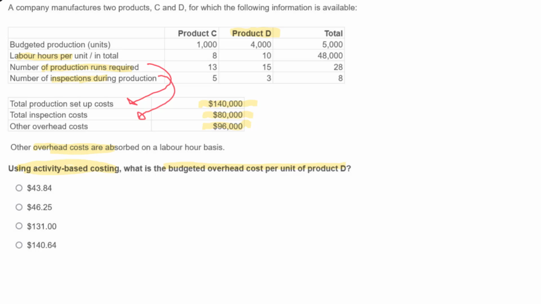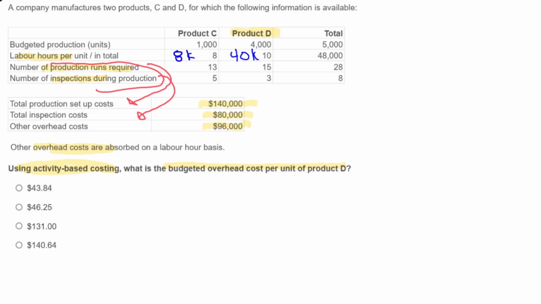And this is the tricky part of the question. For the production runs and the inspections, that's the total required for this period. However, look at this. For labor hours, they give us the unit level and then the total. 13 plus 15, that equals 28. 5 plus 3, that equals 8. Plus 8 plus 10, that does not equal 48, guys. That equals 18. So what we've got to do is get the total. And that would be 8,000. 1,000 times 8, 8,000. And 4 times 10, 40,000.